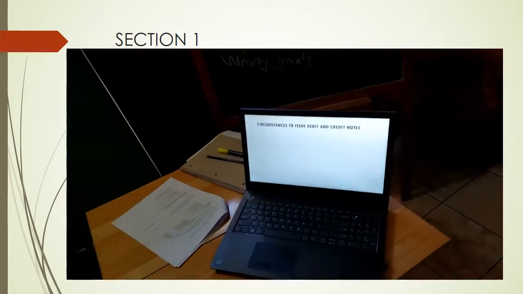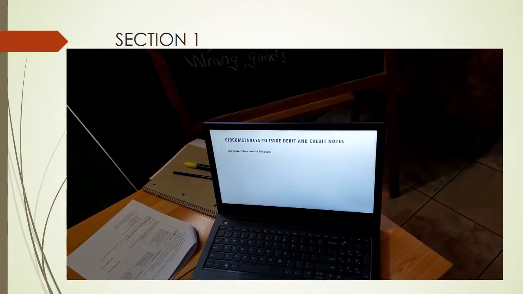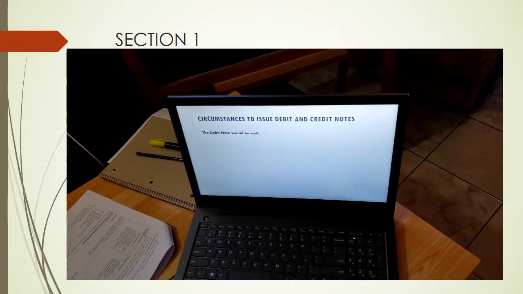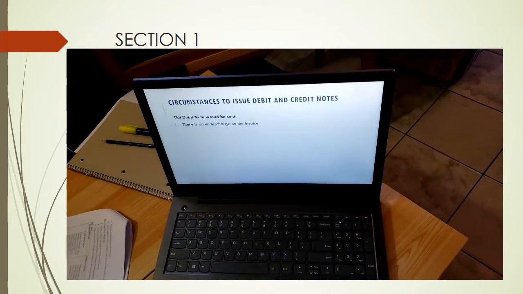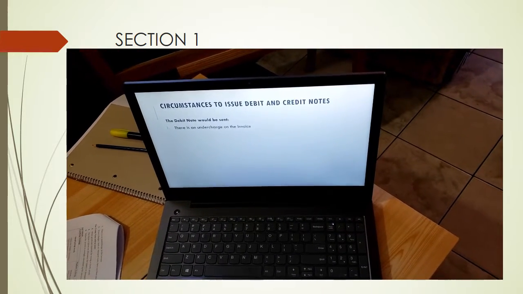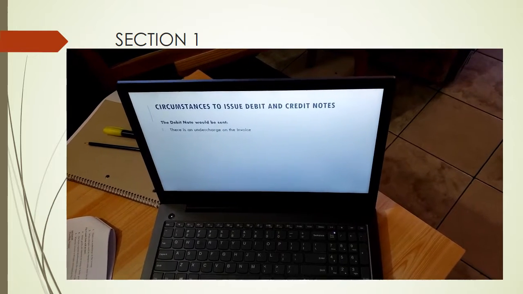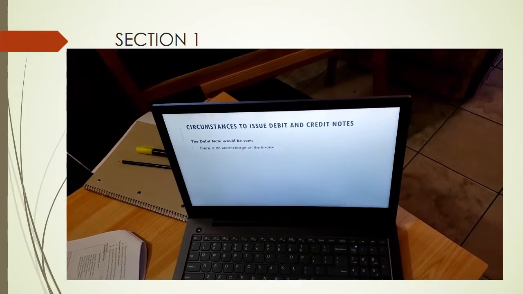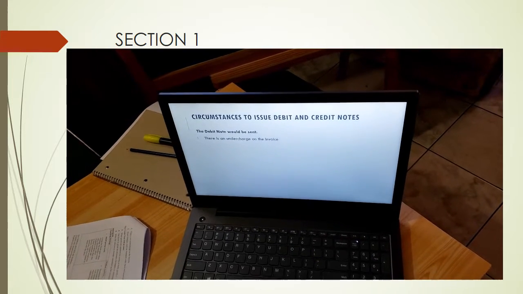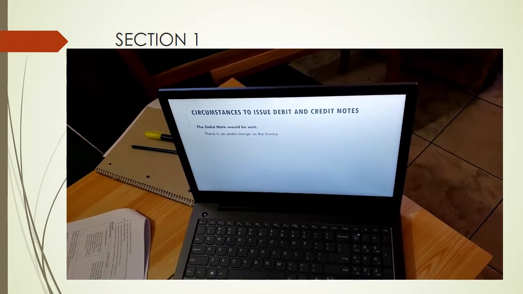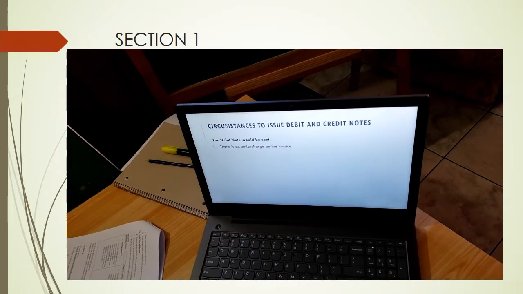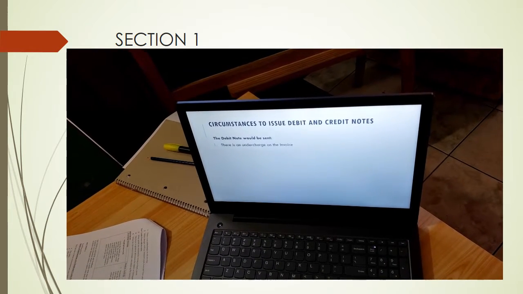So, circumstances when you issue a debit note or a credit note. When you issue a debit note, it would be sent firstly when there's an undercharge on the invoice. Undercharge meaning where they put the wrong price on the invoice. So when the invoice is underpriced, you put a wrong charge and you issue what we refer to as a debit note. So that's one issue.